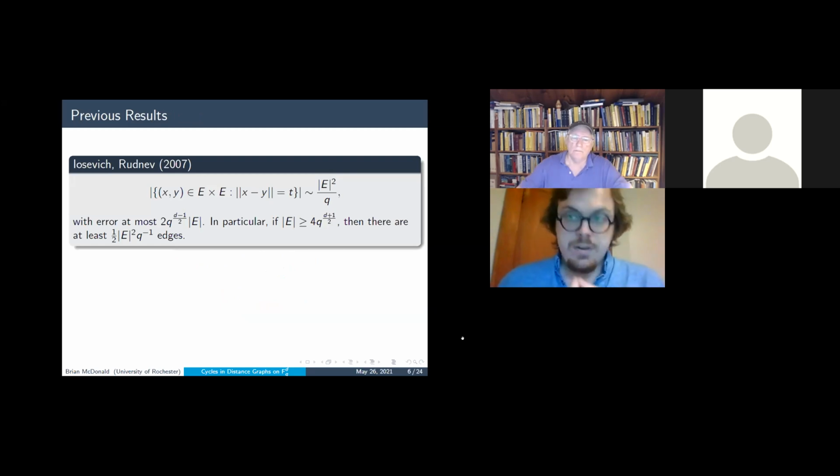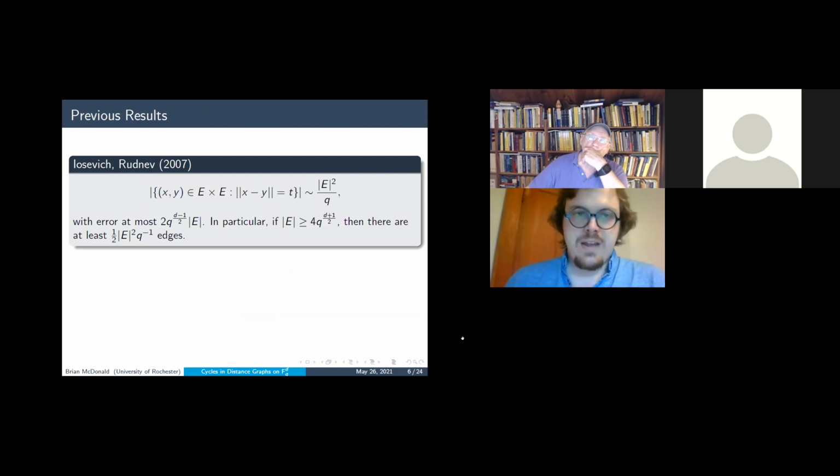So what is known previously about distance graphs on F_q^d? Quite a lot. Going back to 2007, Iosevich and Rudnev counted the number of edges on this graph. We're getting the size of E squared over q. Whenever I have a set with bars around it, that's going to be the number of elements in that set, which throughout the talk is going to be finite. They're all going to be finite sets.